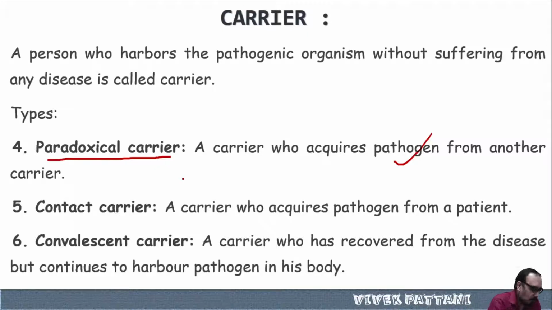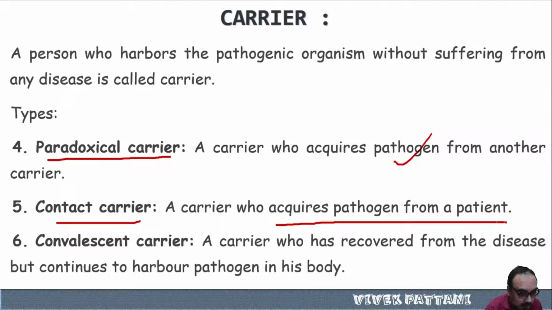For example, Gautam is a carrier of a particular pathogen A, and he transmits the pathogen to another person, for example, to the M.Sc. In that case, the M.Sc will be called a paradoxical carrier. Next comes a contact carrier, a carrier who acquires a pathogen from the patient.